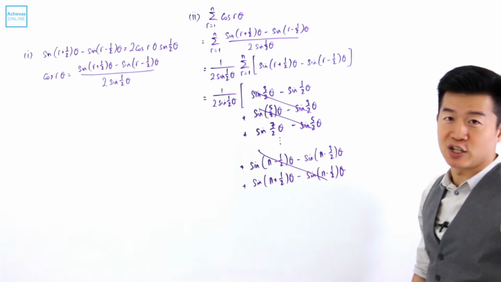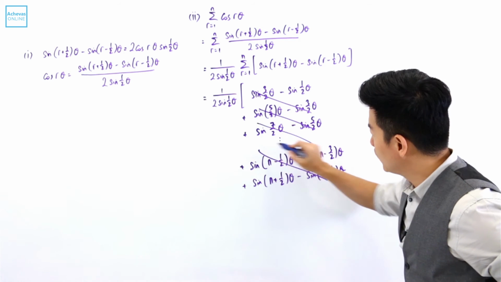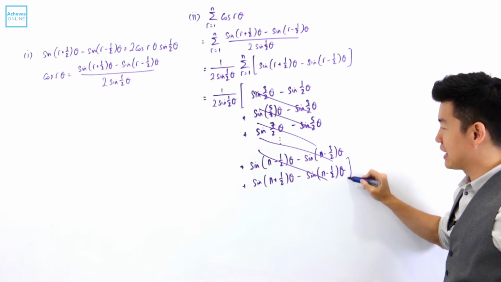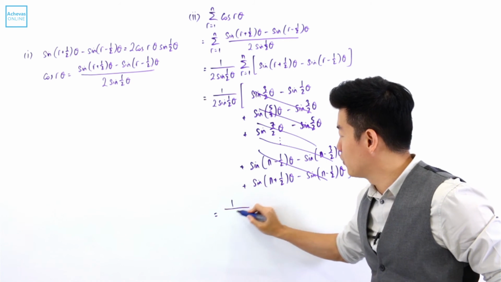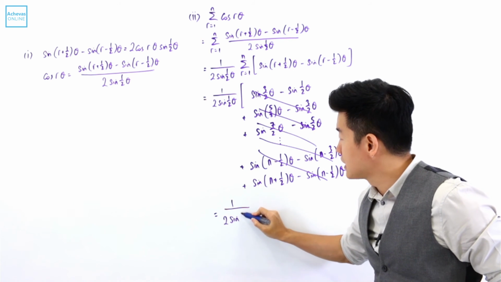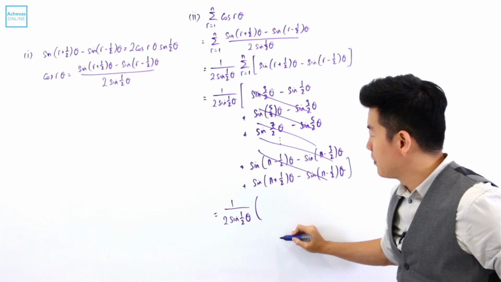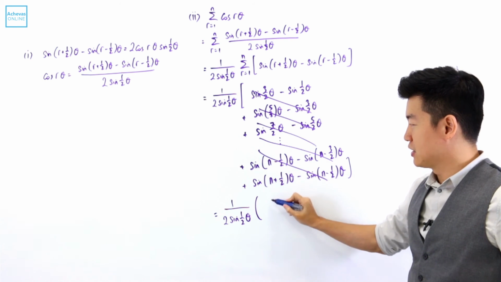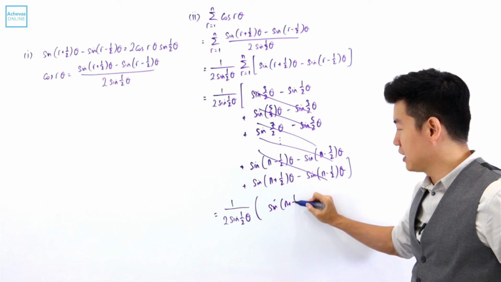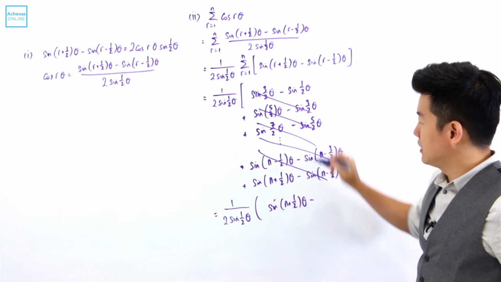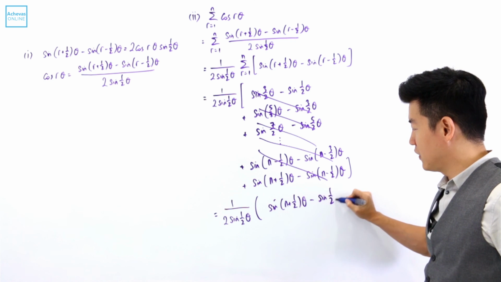And I can see the cancellation one more time, which means that all this in the middle will be cancelled. So my final answer for this is going to be 1 over 2 sine of half theta multiplied by this minus this. So this is sine of n plus half theta minus sine of half theta.